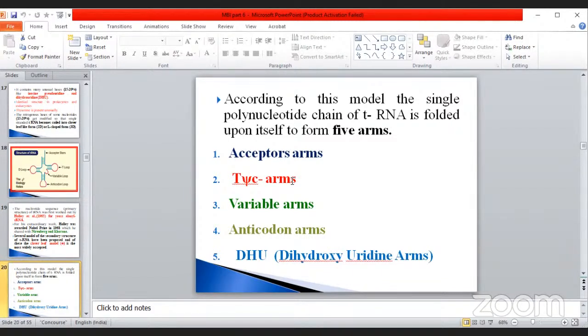5 arms are there. According to this model, the single polynucleotide chain of tRNA is folded upon itself to form 5 arms. A single chain only folds. How many times does it fold? 5 times. It makes an arm-like structure. That's why they are called arms. But each one has a specific function. The first one is the acceptor arm, then the T-C arm, variable arm, anticodon arm, and DHU, dihydrouridine arm. So these are the 5 arms.